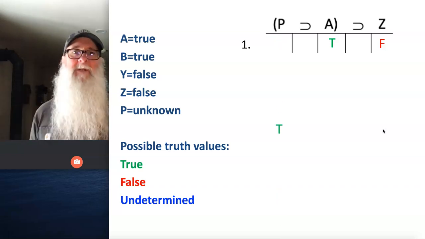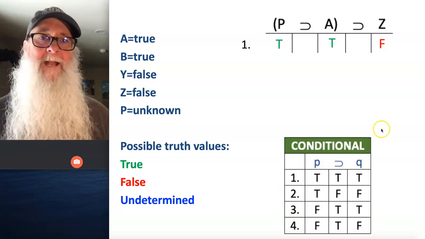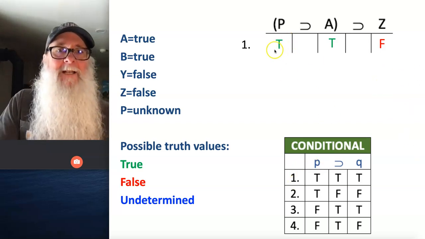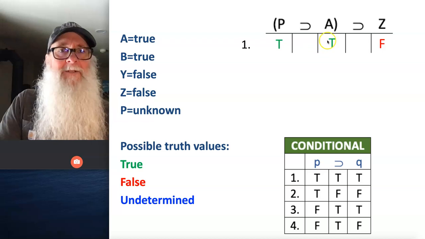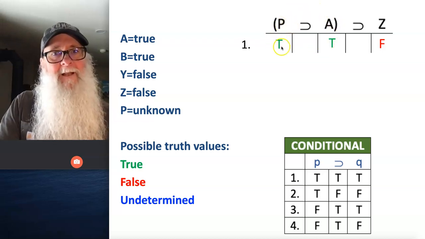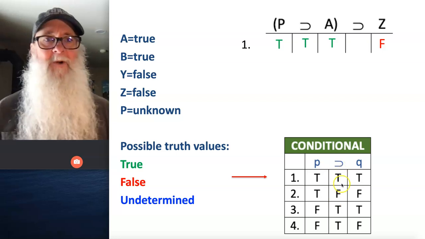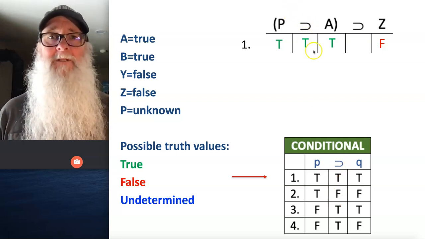Okay, so let's just say we assume that P is true. Now we can look at our conditional statement graphic here and find the line that seems to reflect what we now see for this statement in parentheses. The left-hand side is true, the right-hand side is true. That looks exactly like line 1. And when that's the case, the horseshoe itself is true.